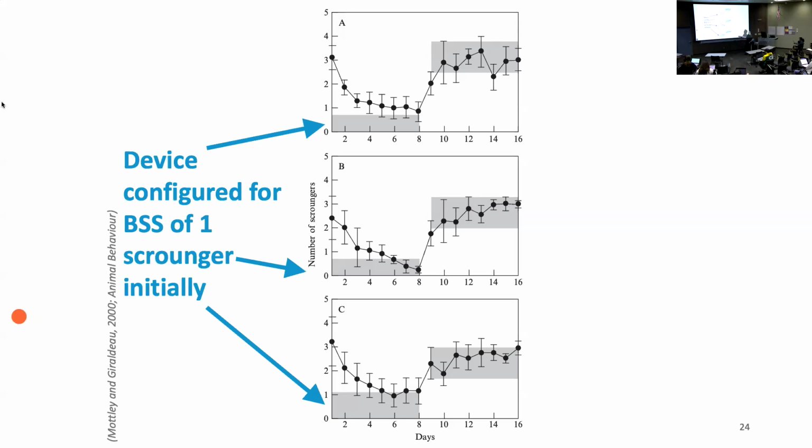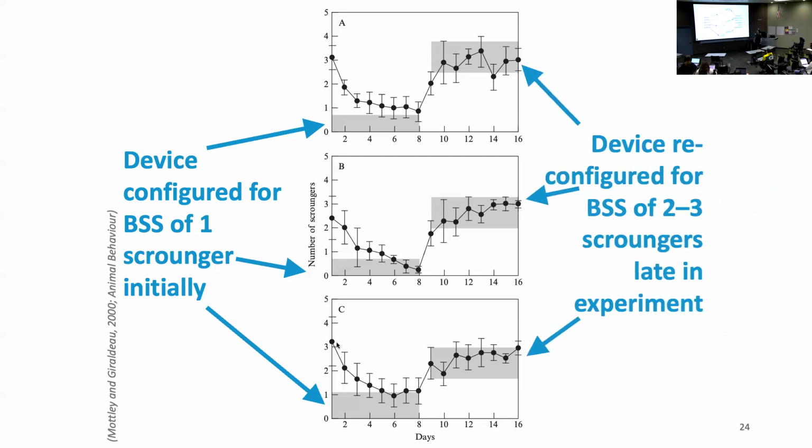And in this case, they configure the box so that it only has one scrounger. And initially they put the birds in, and these six birds end up assorting themselves so that there's one on the producer side and five on the scrounger side. That's cool. Then they switch it right in the middle of the experiment. They reconfigure the device so that you now have a BSS that's between two and three.